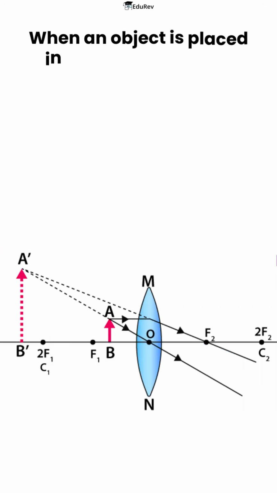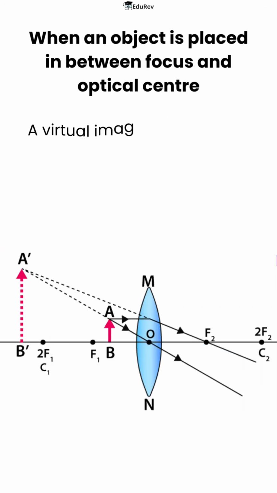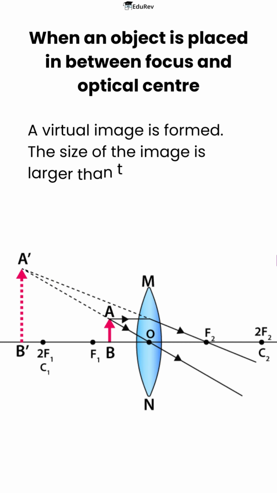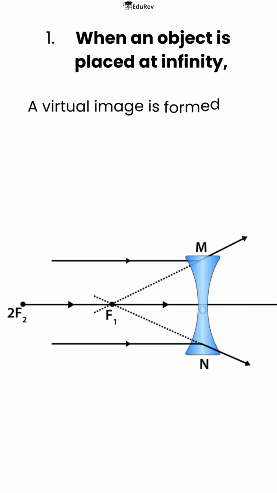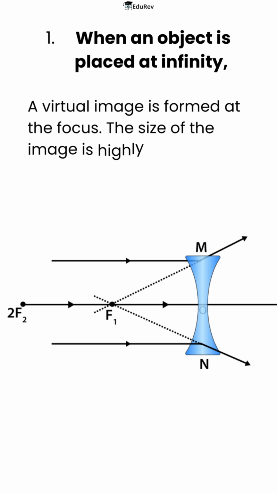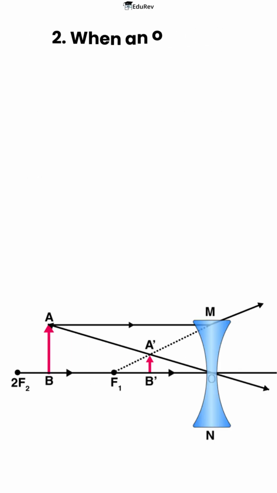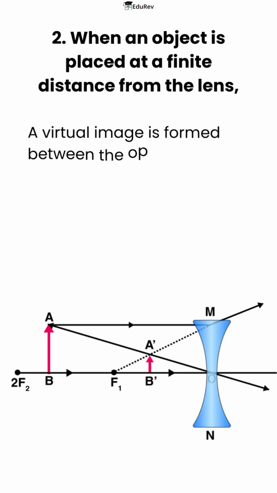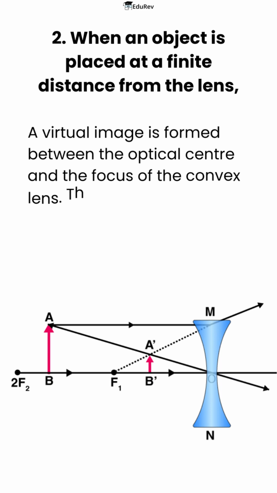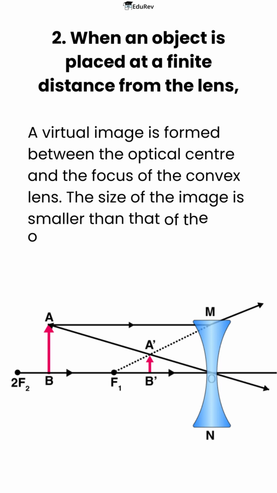When an object is placed in between focus and optical center, a virtual image is formed. The size of the image is larger than that of the object. Image formation by concave lenses. When an object is placed at infinity, a virtual image is formed at the focus. The size of the image is highly diminished and point size. When an object is placed at a finite distance from the lens, a virtual image is formed between the optical center and the focus of the lens. The size of the image is smaller than that of the object.